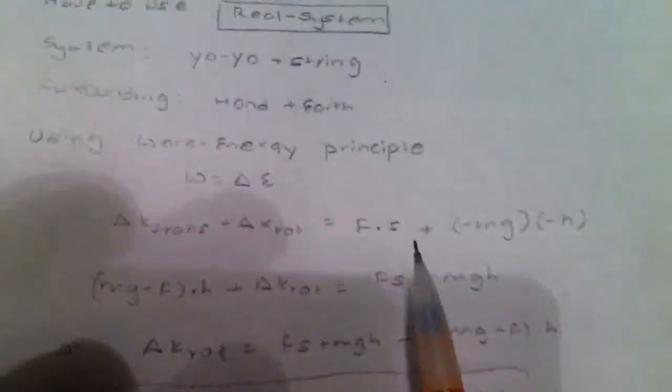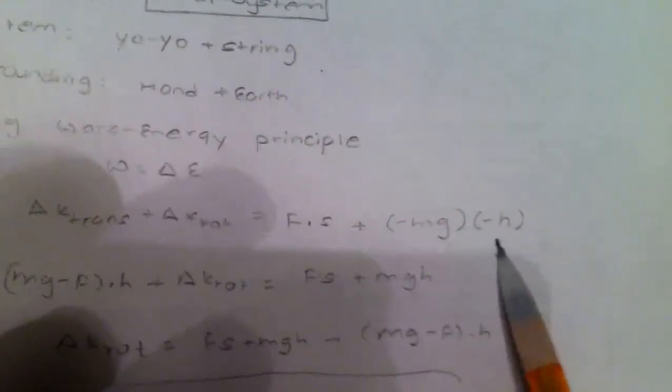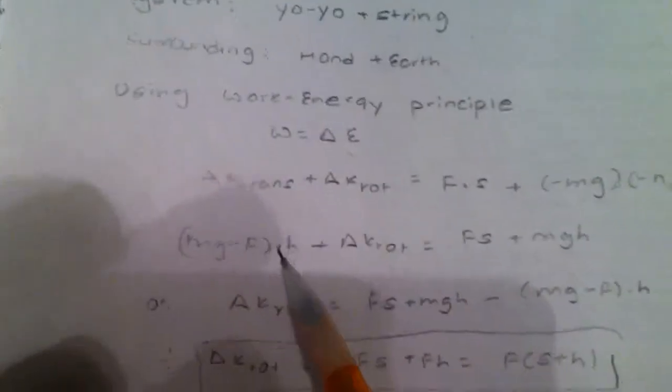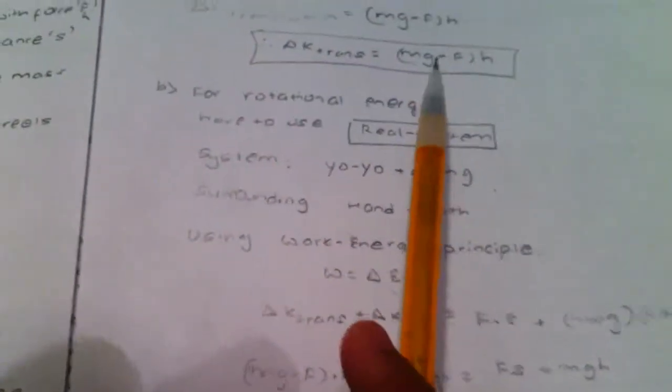Considering that, our work done will be F dot s due to my hand and negative mg, which is downwards, dot negative h, which will give us mgh. So this is our total work done. What is then the other side? The change in energy. There are two kinds of energy, as I mentioned earlier: the change in the translational kinetic energy and the change in the rotational kinetic energy. The change in the translational kinetic energy we just found is mg minus F dot h. So the change in translational kinetic energy will be the same for both systems, so we can use this here.